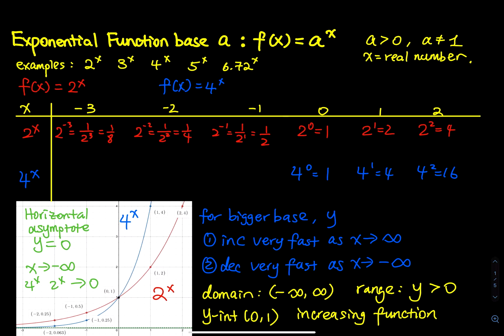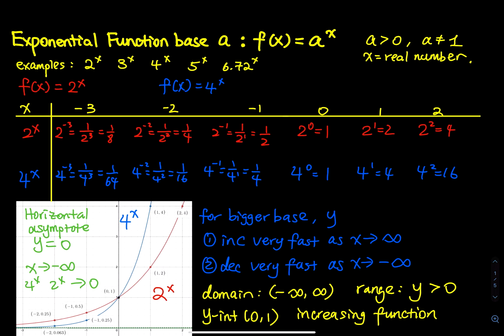What happens when you use a bigger base? With a negative exponent, 4 to the negative 3 is 1 over 4 to the third, which is 1 over 64. So compare 1/8 and 1/64. Do we agree that 1 over 64 is much smaller? All right. 4 to the negative 2 is 1 divided by 4 squared, 1 over 16. So compare 1 over 4 and 1/16. 1 over 16 is much smaller. And then 4 to the negative 1 is 1 over 4 to the first, which is 1 over 4.